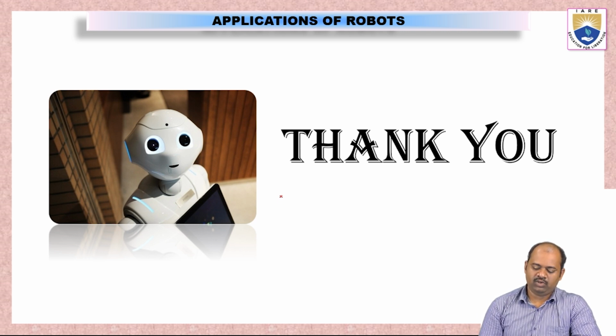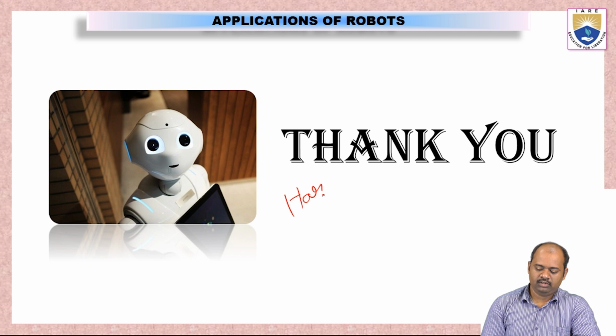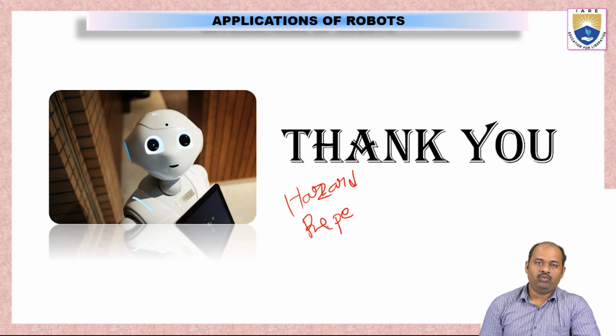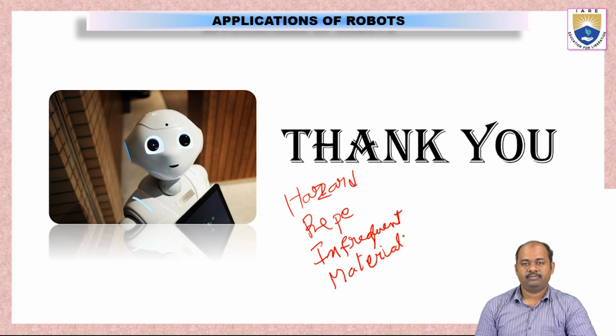In this lecture, we have seen the different applications of robots in material handling and processing operations. They work in hazardous environments, in repetitive processes, where there is infrequent changeover. We don't need to change the equipment around the robot frequently, and they handle repetitive cycles. After that, we have seen material handling processes like machine loading or unloading. They all come under material handling operations.